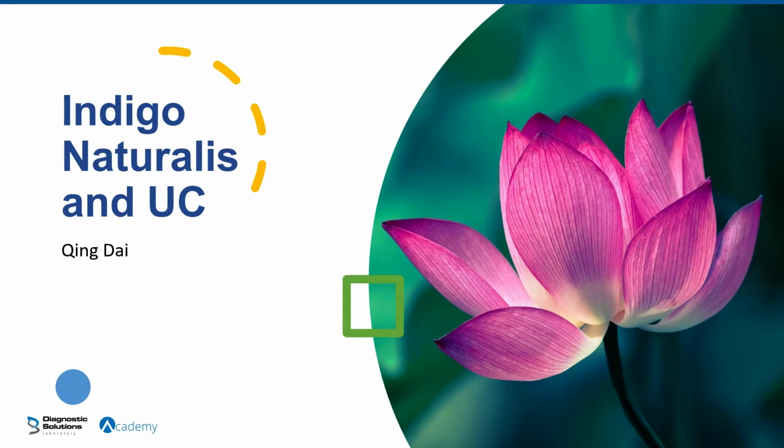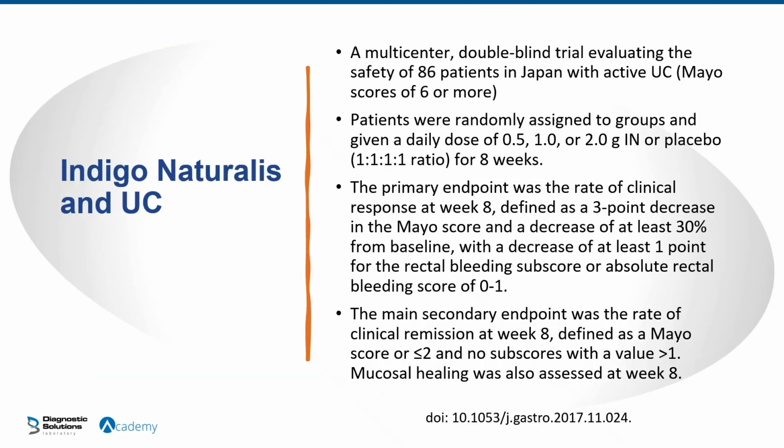Why did we use indigo naturalis? This happens to be one of my favorite herbs to use for ulcerative colitis. There are multiple multi-center double-blind placebo-controlled trials using indigo naturalis or Qing Dai compared to placebo. What we look at in these studies is the primary endpoint, which is where is their disease at week 8. And then the secondary endpoint is can they hold that clinical remission as defined by a Mayo score of less than 2.